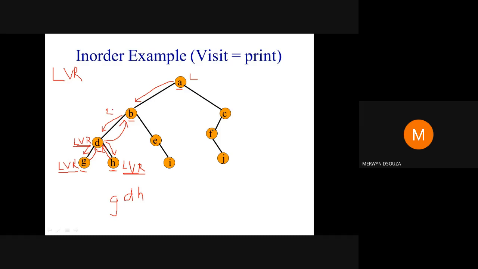You will say visit. So you will write B. After visit, you will try to go right. Can you go right? Yes, you can go right. The new node. So you will try to go left. Cannot go left. So you will say visit. Put it in the output. Then you will try to go right. Can you go right? Yes, you can go right.